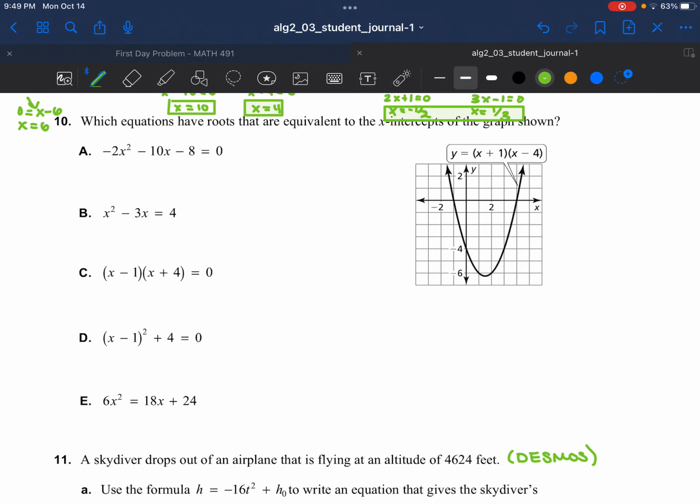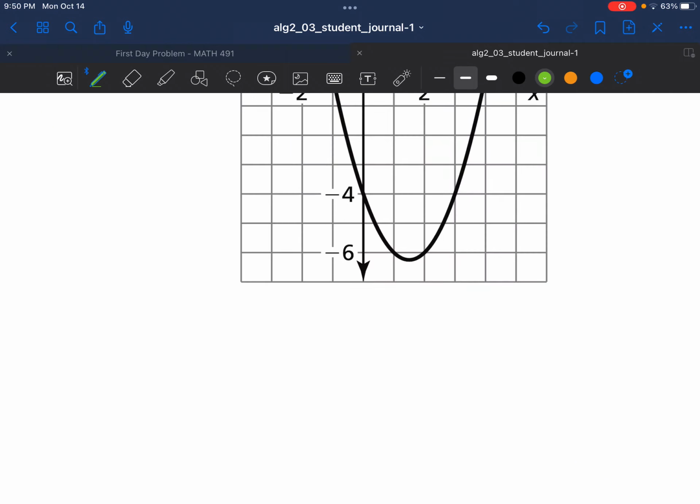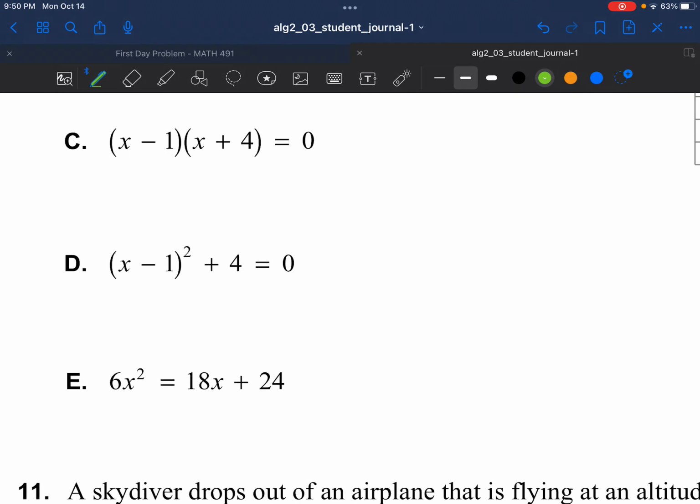Which equations have roots that are equivalent to the x-intercepts of the graph below? Okay, well, we have an x-intercept here at 1, and we have one here at 4, negative 1 and 4, right? But you'll notice that our vertex is not quite an integer, right?